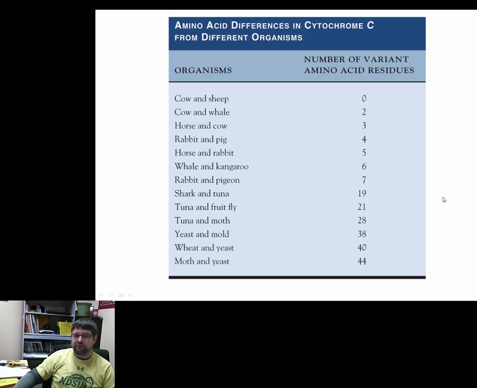These are very conserved genes, so even at some of the most diverse things, a yeast, which is a fungi, versus an animal, a moth, there's 44 differences, which is not all that many differences when we're talking at least probably 1,000 amino acids to make a cytochrome C protein, and only 44 of them are different.